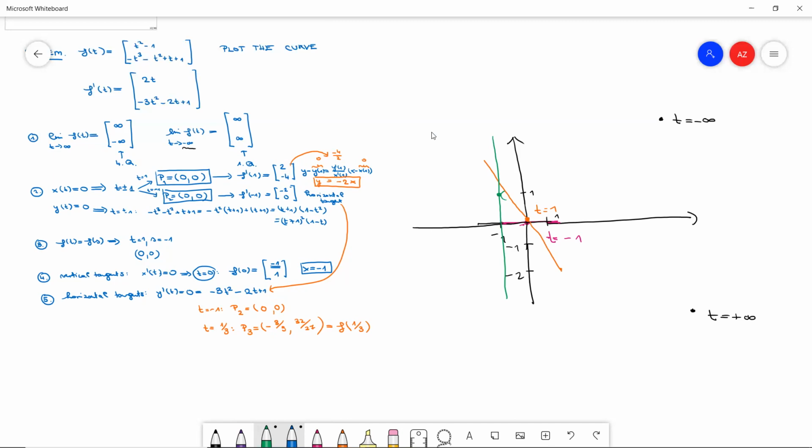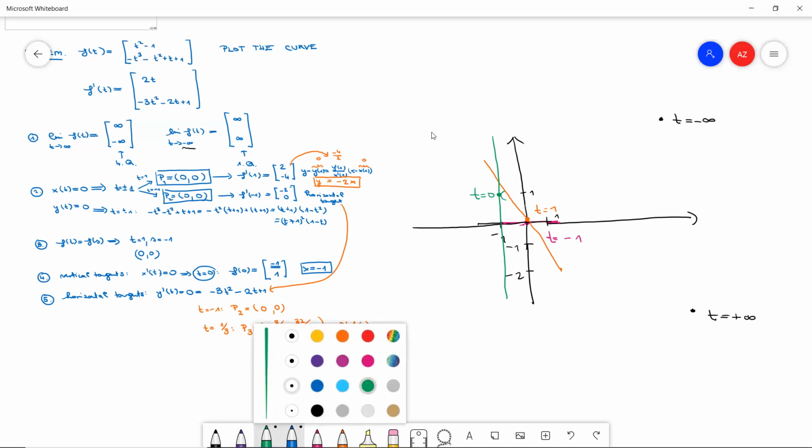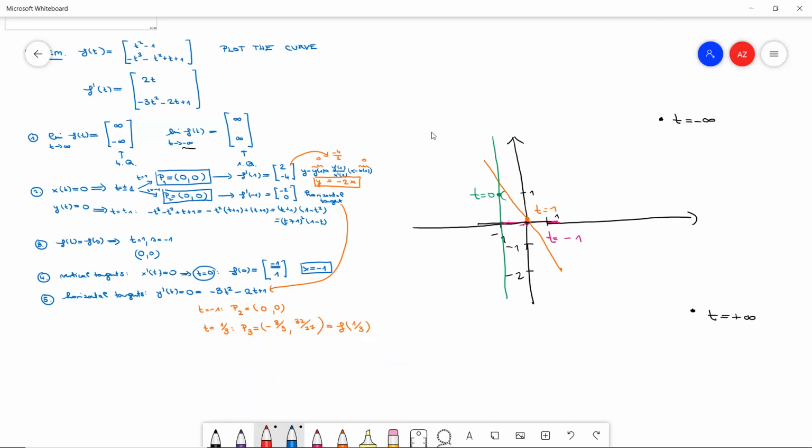Then the horizontal tangents. Right, at t is 0. Then the horizontal tangents are 2. One corresponds to t is minus 1, we already have it. And the other is at t is 1/3, and the point is -8 over 9, -8 over 9, and 32 over 27, so it's somewhere here.